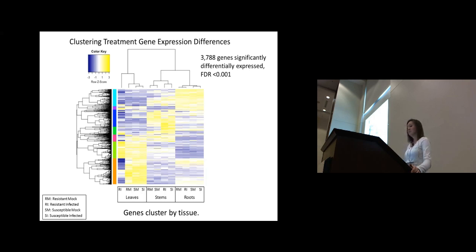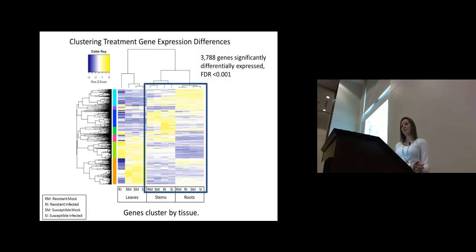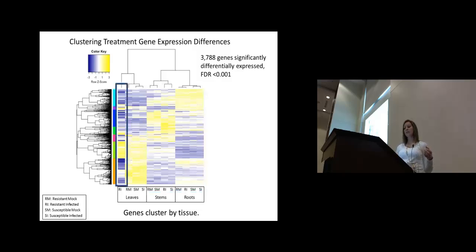The next heat map is made with almost 4,000 genes differentially expressed between treatments, differences in the infected and the mock-infected plants. And again, this heat map clusters everything first by tissue. So the stems and the roots are again more closely related to each other than the leaves are. But now within each tissue, things are clustering by treatment. So now the resistant mock leaves look more similar to the susceptibles than they do to the resistant infected leaves. That one band of resistant infected leaves really stands out.